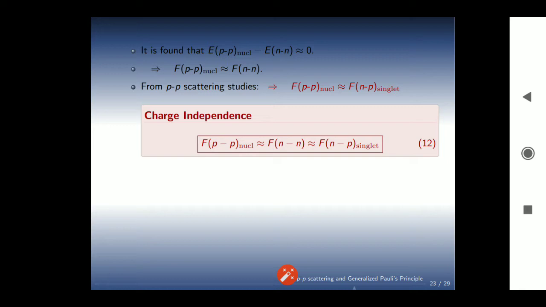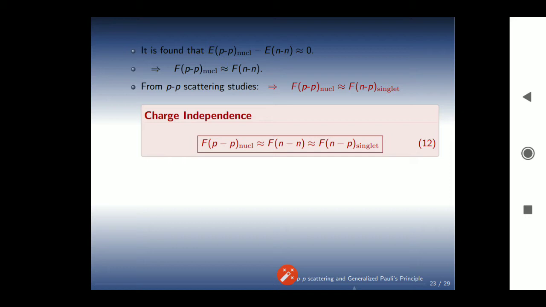Now this actually tells us the charge independence of the nuclear force. So the nuclear force doesn't differentiate between whether it's a charged particle or an uncharged particle. It's the same between neutron and proton, neutron and neutron, and proton and proton. In other words, the nuclear force is blind to the charge of the particle.